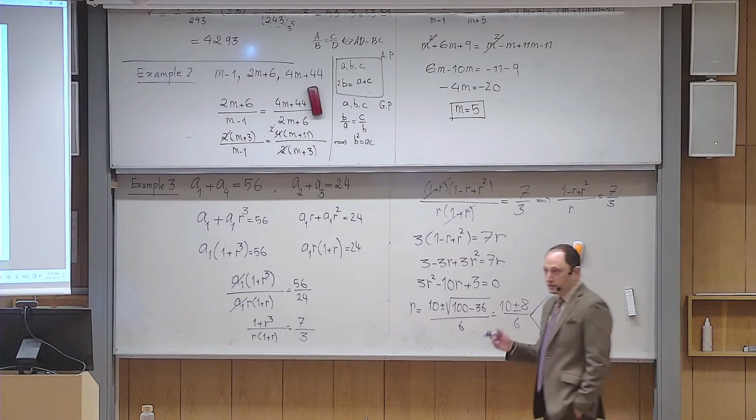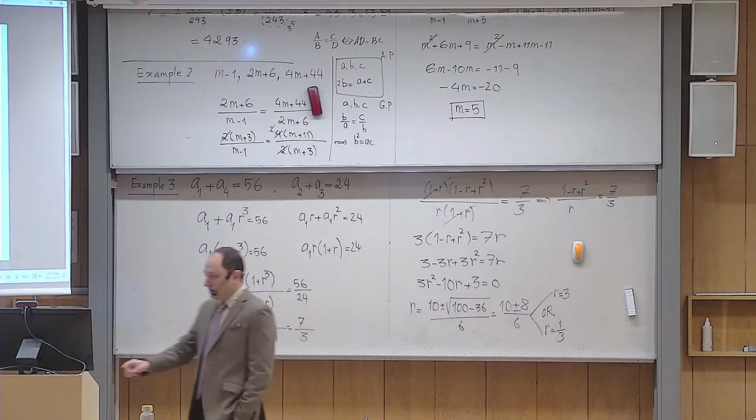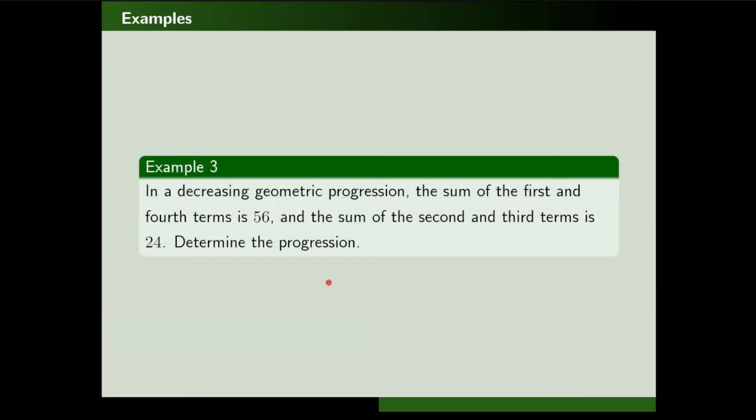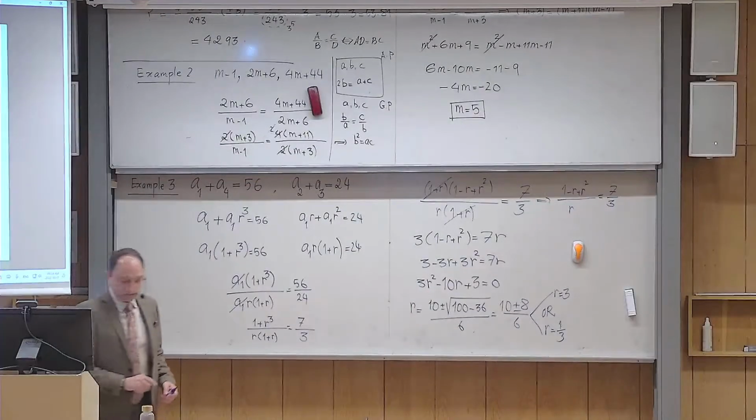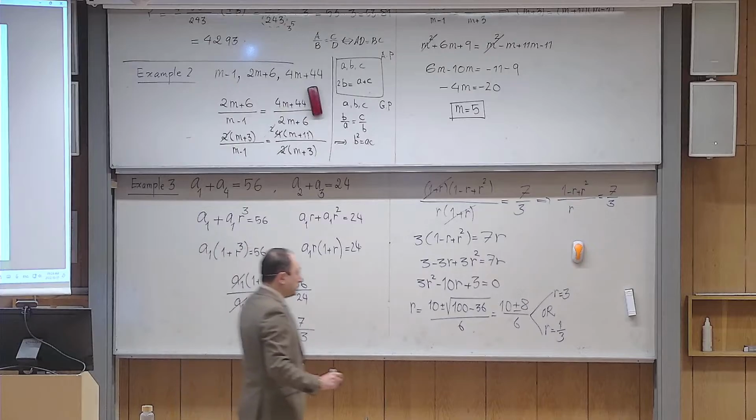Okay, which one is acceptable? Yes? 1/3, yes, because of this word decreasing. So this is telling you that this geometric progression is supposed to be a decreasing one. So I'm not allowed to choose 3, because if I choose 3, every term will be bigger and bigger. So I have to choose the other one. Okay, so this is acceptable.